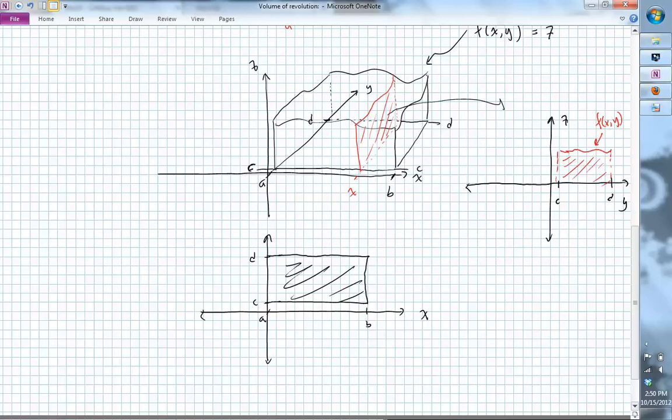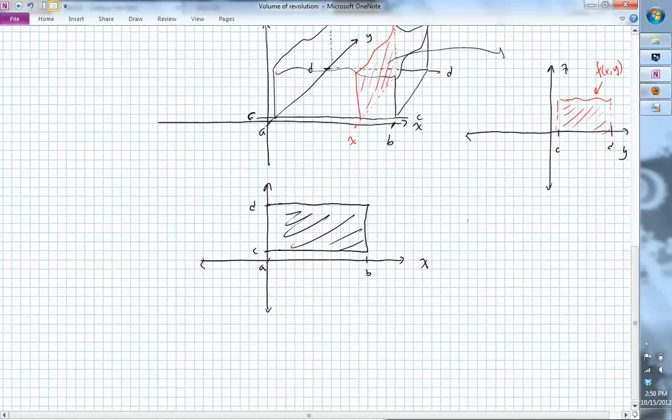Back to Calc 2, how do I find the area under that curve? I just integrate, right? Now x is fixed, so which variable am I integrating with respect to? y. Partial integration. So the area of this guy is the integral from c to d of f of x, y, dy. So the area of the little red cross section is given by that formula.